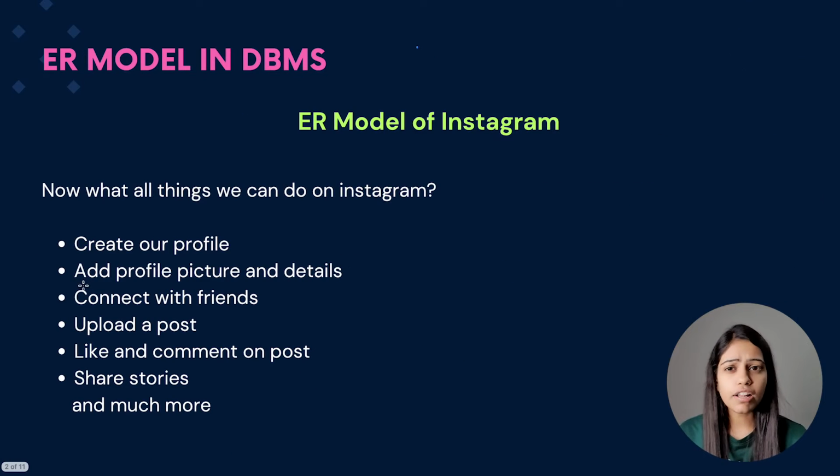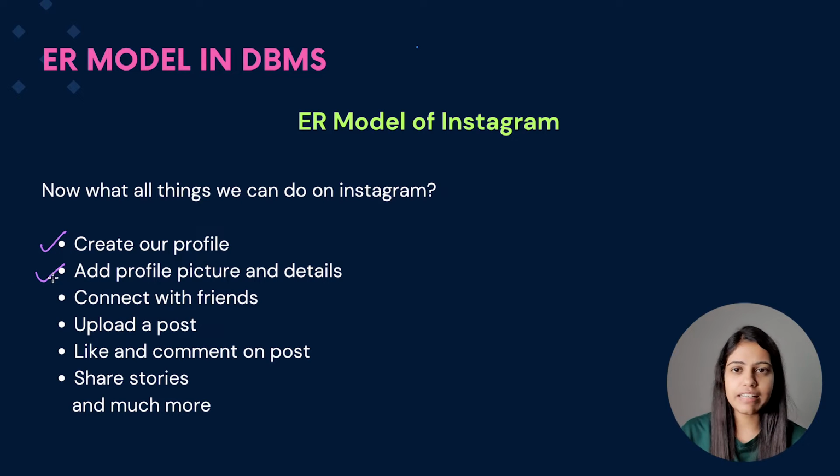Now, what all things are there in Instagram, or what all things can we do on Instagram? The first thing is creating our own profile. Everything starts with the creation of a profile. So we create our profile. Then we add a profile picture and some details like your bio, where you are working right now, or if you are a musician, you can mention that you love playing music or singing, or you love playing guitar, and much more things you can mention.